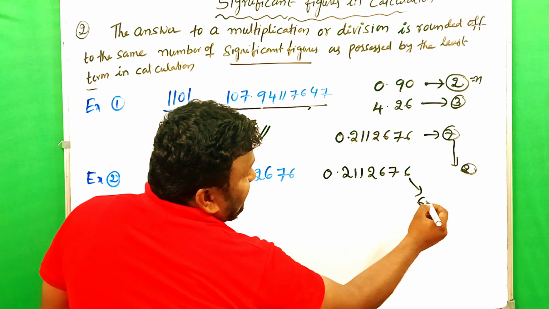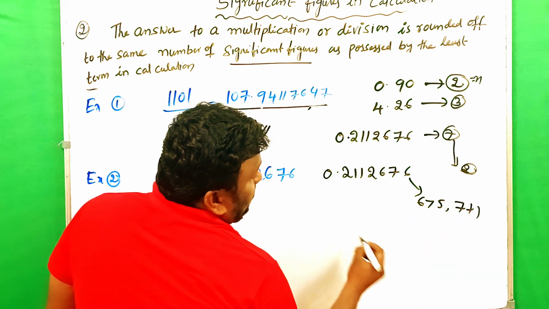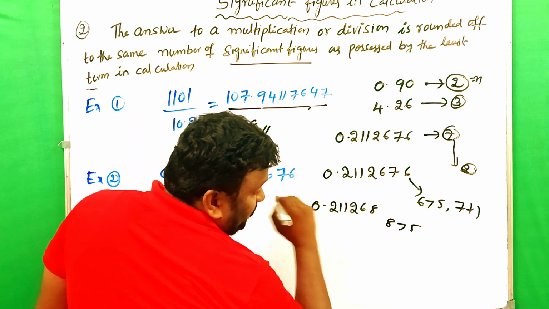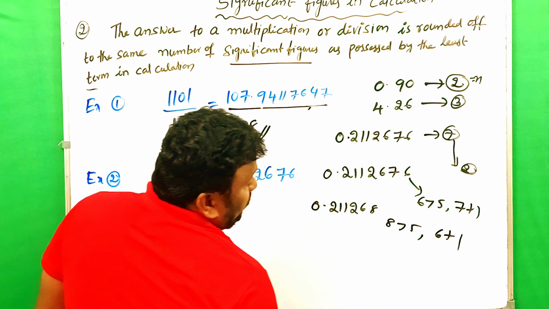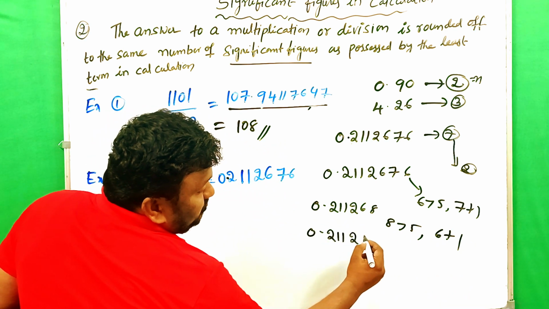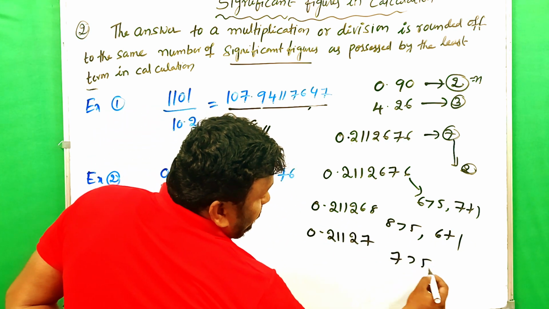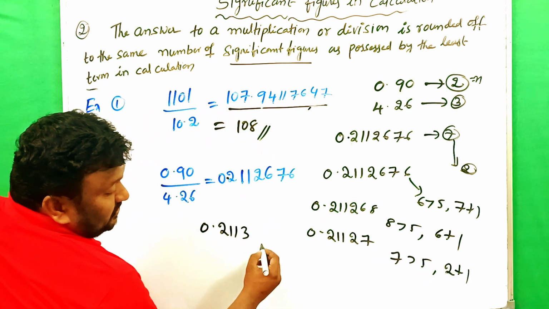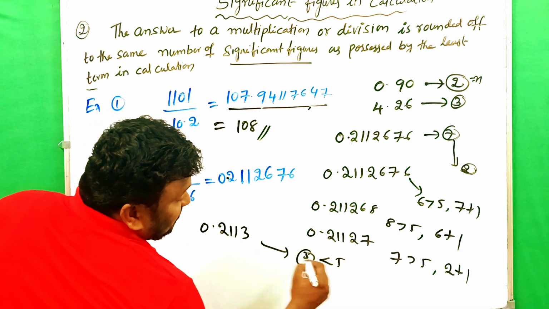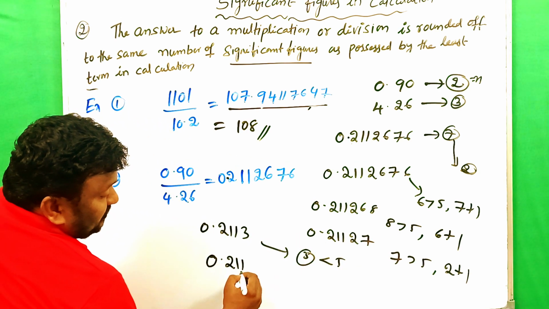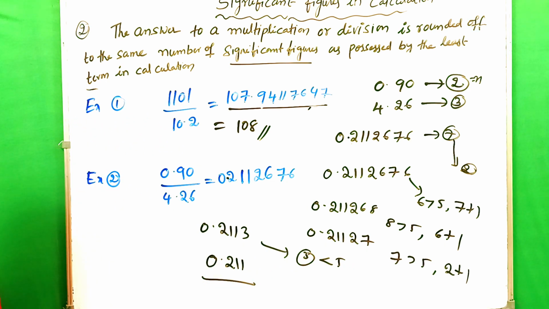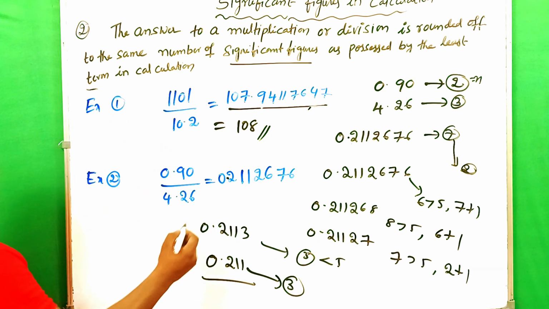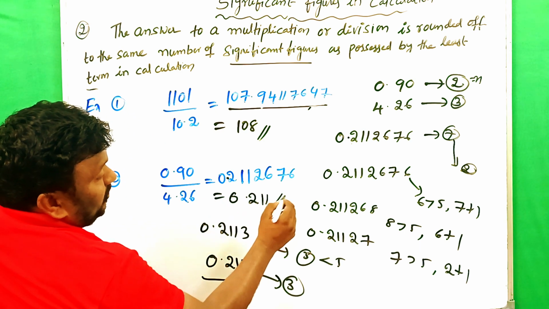0.2112676. 6 is greater than 5. That's why 7 should be raised by 1. 0.211268. Again, 8 is greater than 5. Then 6 is raised by 1. 0.21127. Again 7 is greater than 5. Then 2 is raised by 1. So 0.2113. Now 3 is less than 5, that should be omitted. Then what you get here? 0.211. So this has 3 significant digits. So now its answer is what? 0.211.